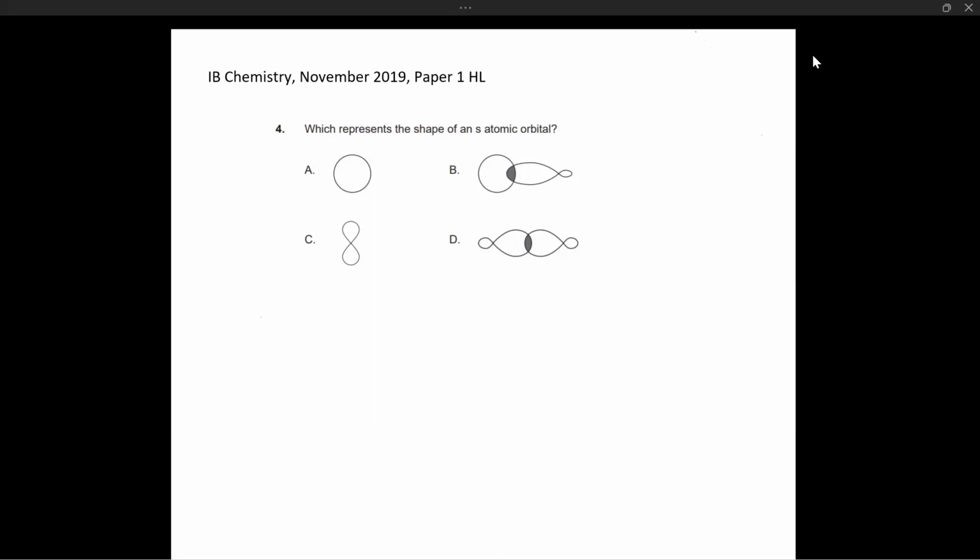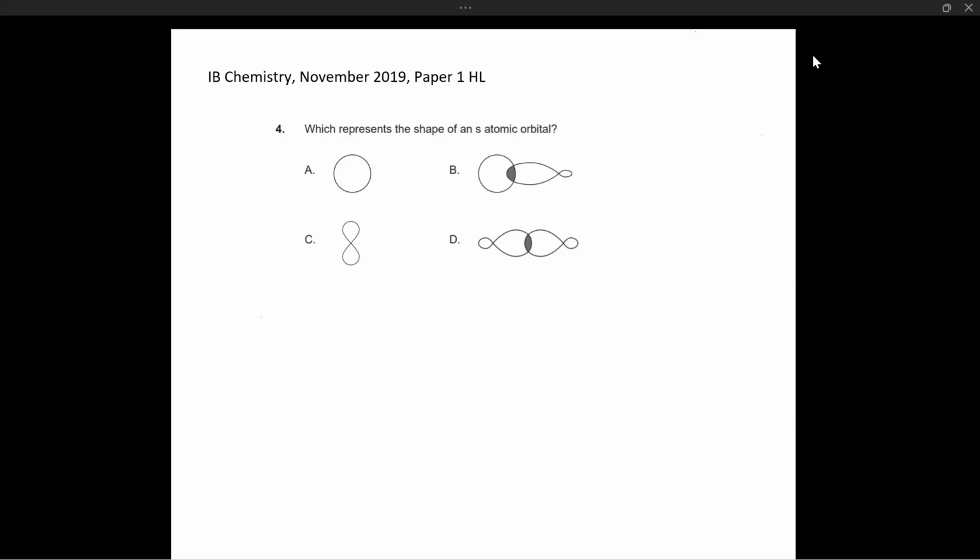In this video, we're going to be taking a look at a question from the IB Chemistry November 2019 paper, and it's a paper one, and it's an HL paper. But the content that is discussed in this question is applicable to both SL and HL students. So both categories of students must learn this topic. And the topic is the shape and orientation of atomic orbitals and how we represent them.